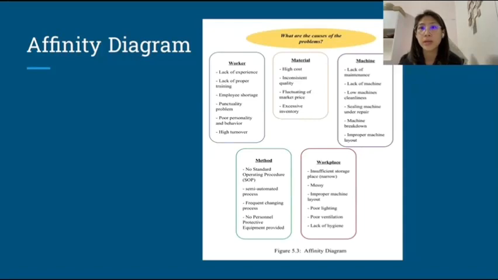For the worker category, there are several issues that contributed to the inefficiency of workers, such as lack of proper on-the-job training, lack of experience in operating the machine, high turnover that leads to employee shortage, and human fault. Other than that, poor attitude and behavior, such as lack of safety awareness and poor punctuality, also affect the workers. For the machine category, inefficiency of workers is often due to improper machine layout, insufficient machines, lack of maintenance, and low machine cleanliness.